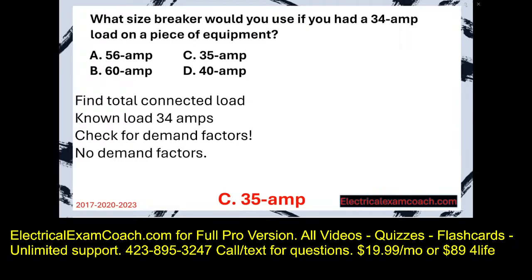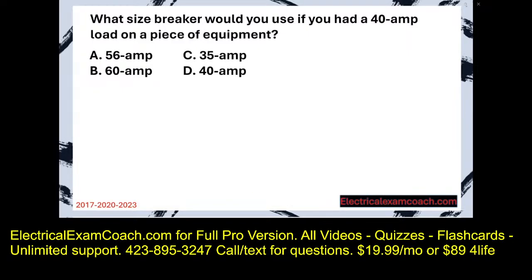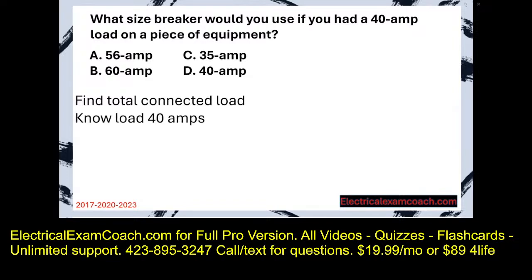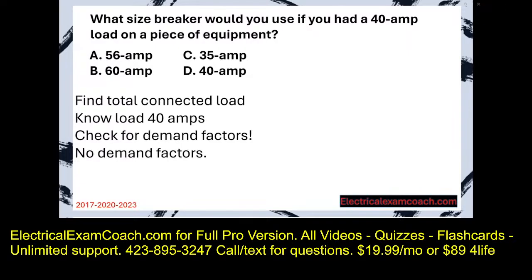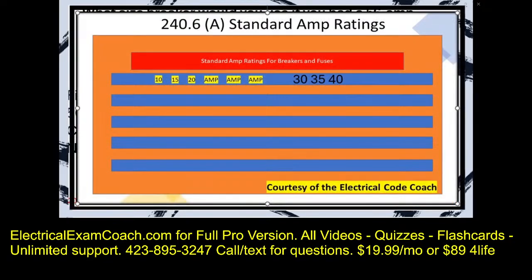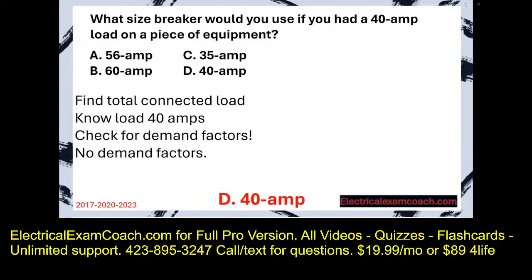Let's get to it. What size breaker would you use if you had a 40 amp load on a piece of equipment? Step 1, find the total connected load. The known load right now is 40 amps, but we check for demand factors. And in this case, there are no continuous loads or specific piece of equipment. Therefore, there are no demand factors. We're going to head to table 240.6a. Even though we feel confident that it's a 40, I want you to always be in the practice of flipping to the table and verifying that you have the correct size breaker. And in this case, we land right on a standard size, so we're going to select 40. And we select D.